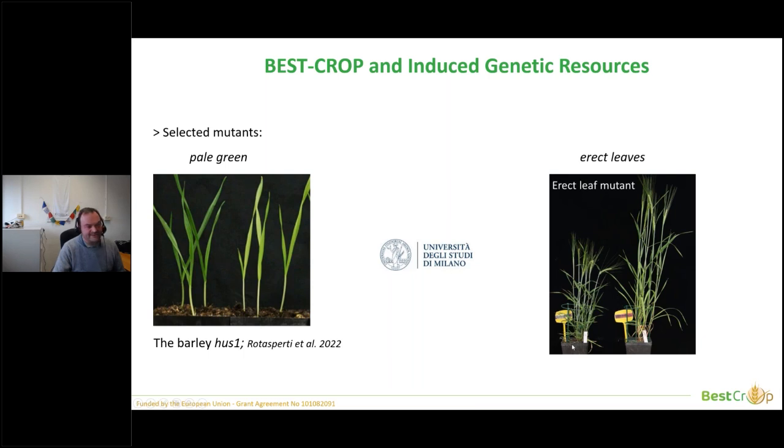And this is, for instance, an example of a line where we change the canopy architecture. In particular, we introduce an erectoides phenotype in order also to reach the same objective, that is a better penetration of light towards the canopy and more uniform photosynthetic performance throughout the entire plant.